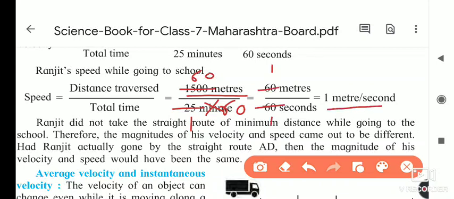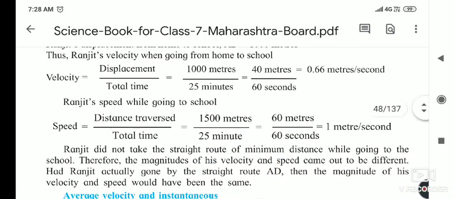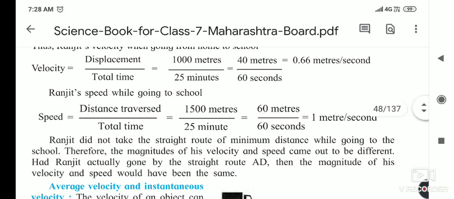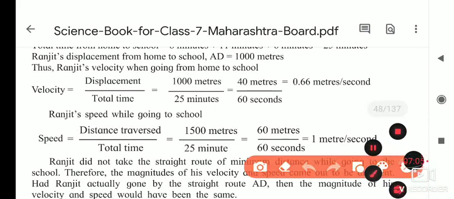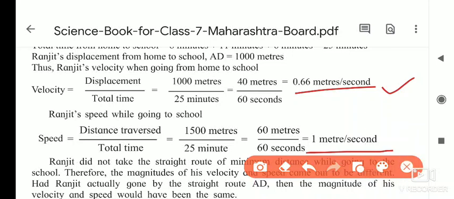So what is his speed? That is, speed is 1 meter per second. If you notice this, you will know the difference. So in this example, the speed and the velocity are different from one another, and the reason behind it is that the displacement is less, that's why its velocity is less than that of the speed, because distance is more.